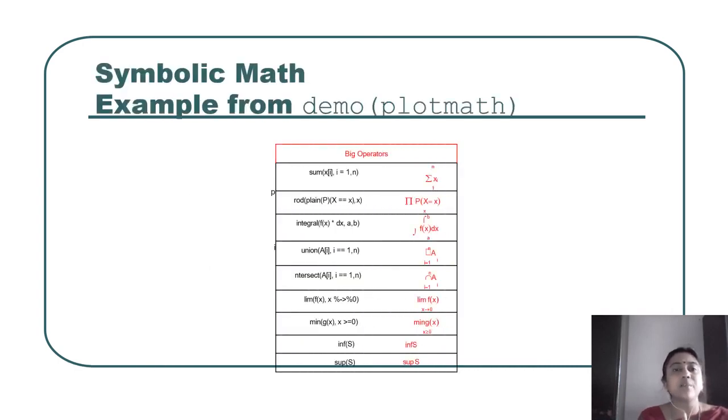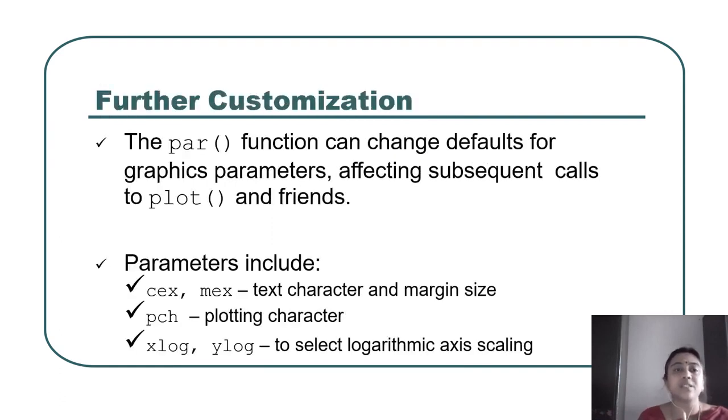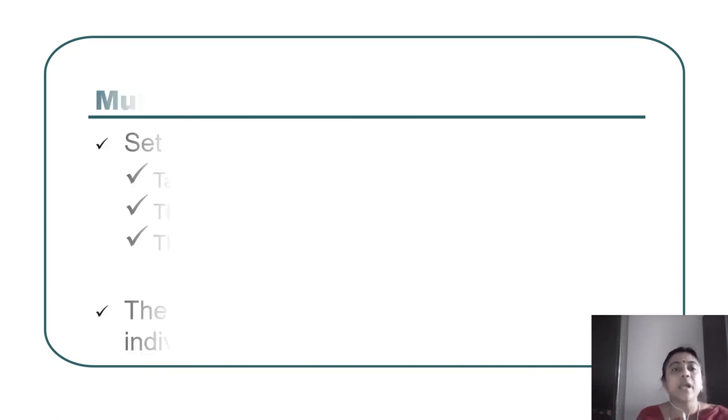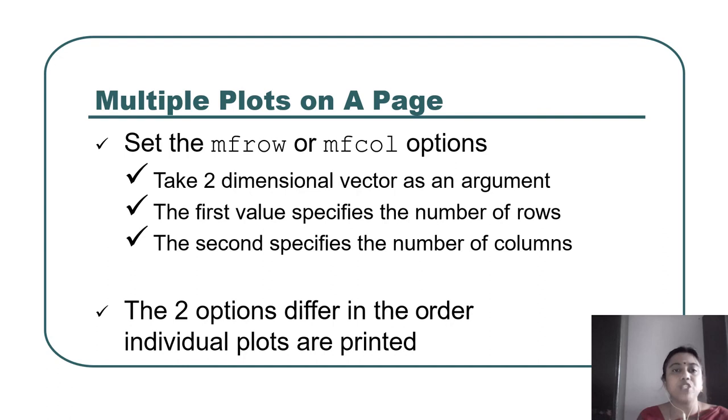Next, let us consider the symbolic math example from demo(plotmath), which we can use. Next we consider further customization. The par function can change defaults for the graphic parameters affecting subsequent calls to plot and friends. The parameters include cex, mex, pch, xlog, ylog, or log for selective logarithmic axis scaling. Next, let us consider multiple plots on a page. Set the mfrow or mfcol options, which take a two-dimensional vector as an argument. The first value specifies the number of rows and the second specifies the number of columns. The two options differ in the order in which individual plots are printed.